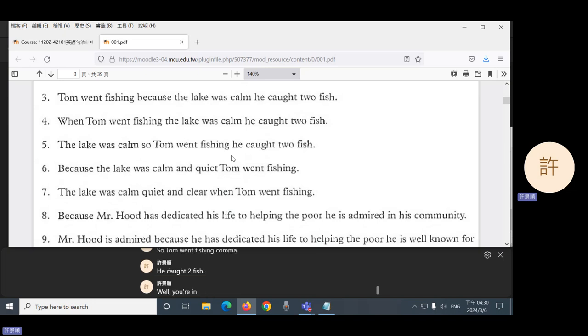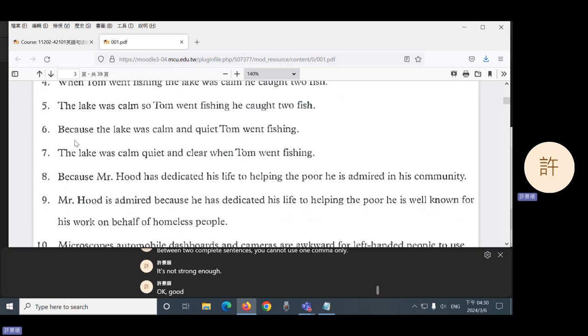Well, your instincts are half right. There is something missing here. But a comma is not strong enough. Let me show you why. The lake was calm is a complete sentence. Tom went fishing is a complete sentence. And they are connected by so. So in fact, this is a coordinate conjunction. The lake was calm, comma, so Tom went fishing, period, capital H, he caught two fish. Between two complete sentences, you cannot use one comma only. It's not strong enough. Okay, good.